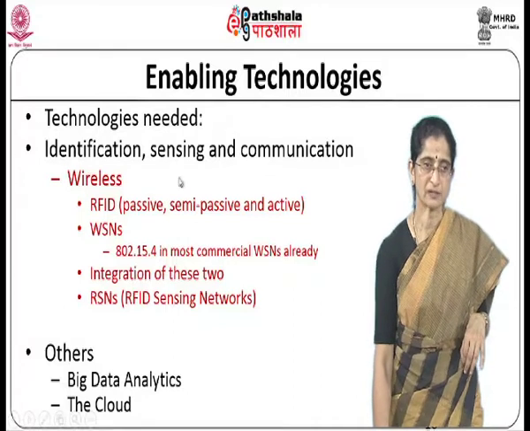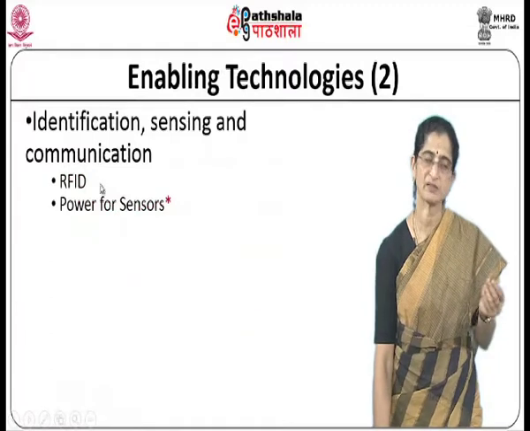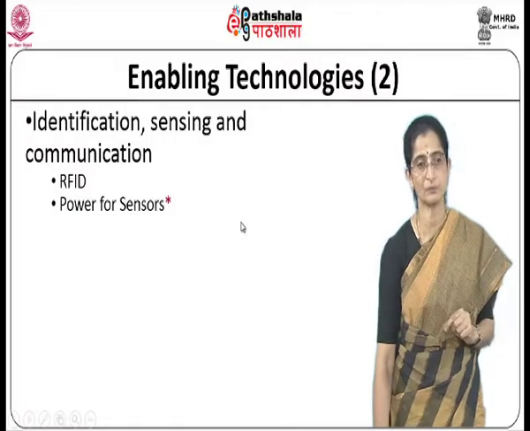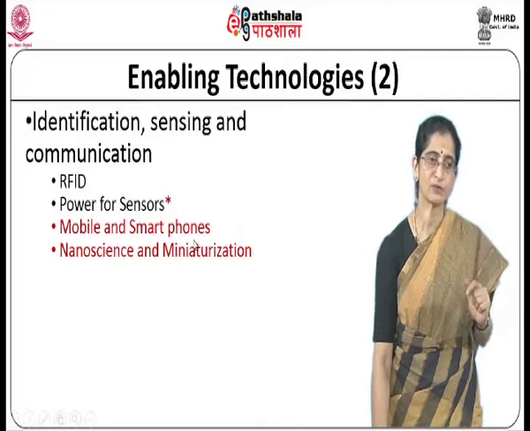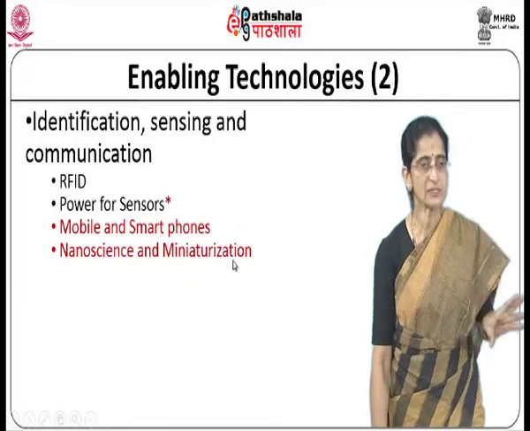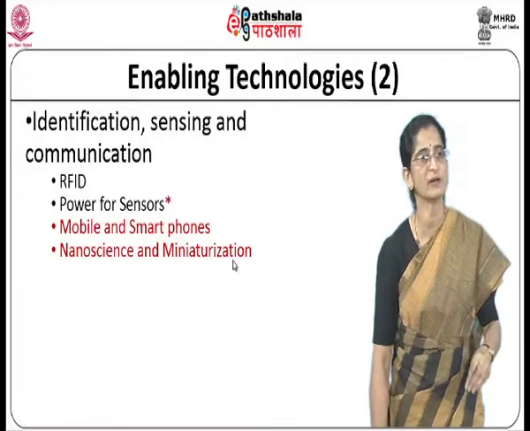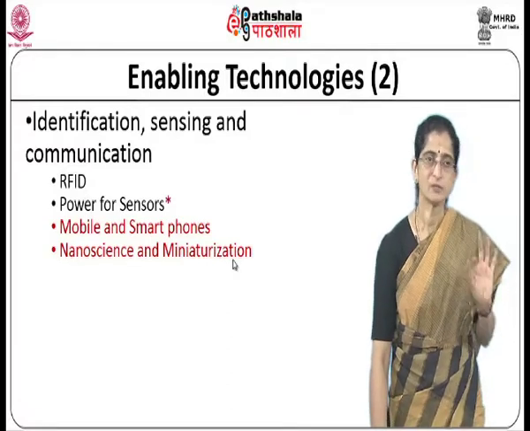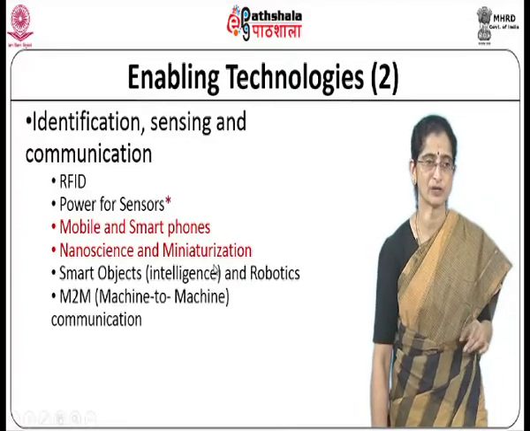Now looking at this part, identification, sensing and communication, a little deeper. As we said, we may require RFIDs and then you require power for sensors. Now there are sensors that are available, but you need to power these sensors. So how are we going to power them? Mobile and smartphones, nanoscience and miniaturization, because we are talking about multiple sensors, thousands of sensors all over the place. It could be inside your body, outside your body, on your body, or anywhere in the environment. In which case we need miniaturization.